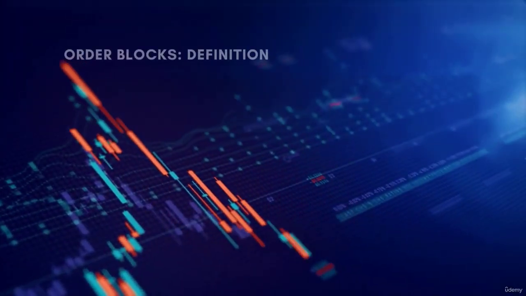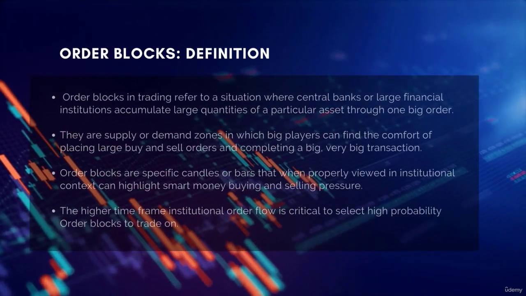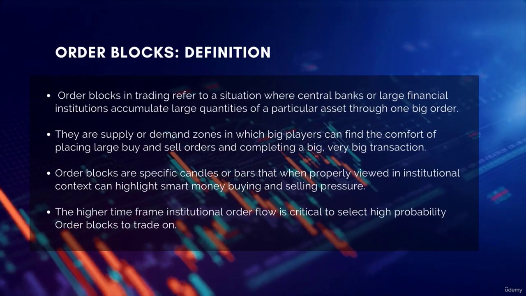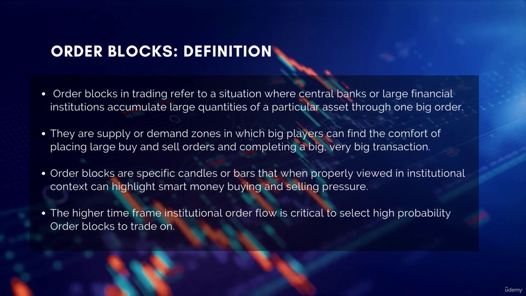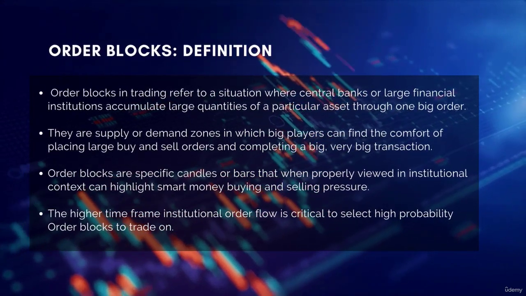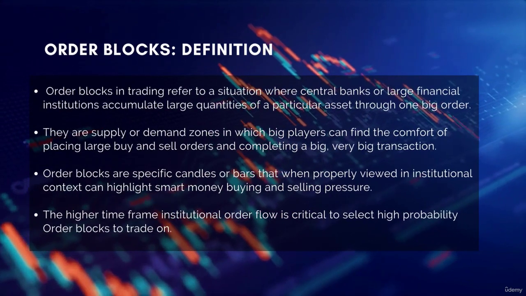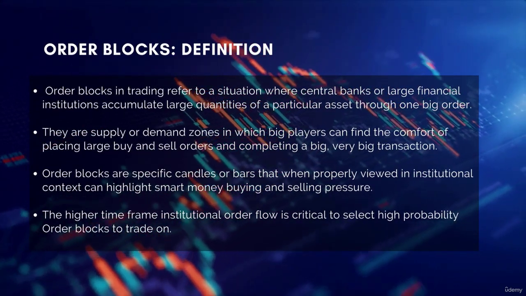Order blocks in trading refer to a situation where central banks or large financial institutions accumulate large quantities of a particular asset through one big order. There are supply or demand zones in which big players can find the comfort of placing large buy and sell orders and completing a very big transaction.